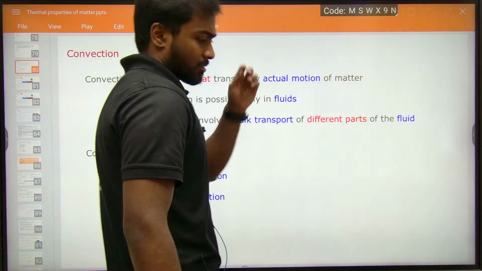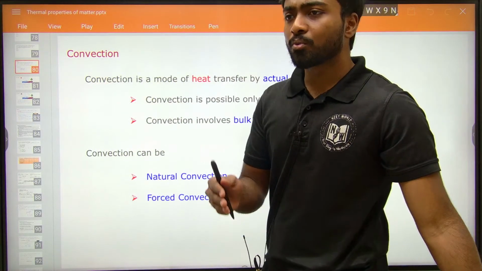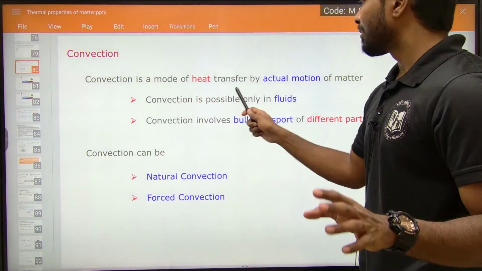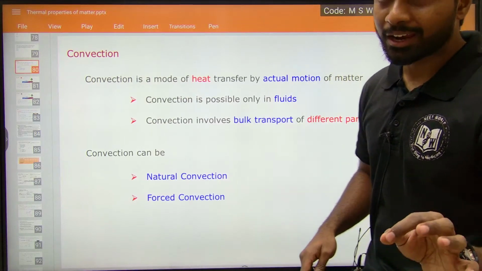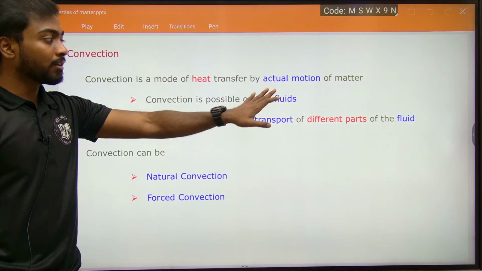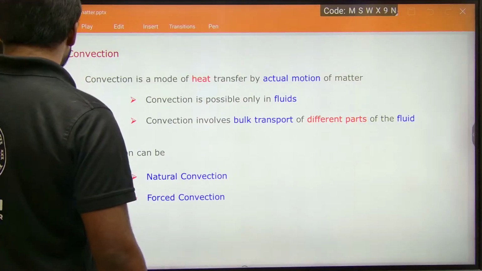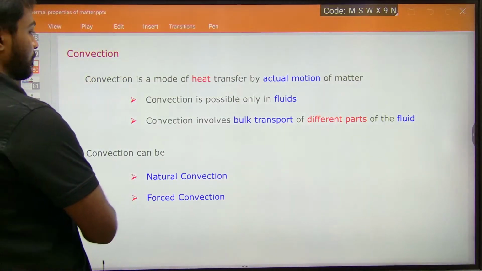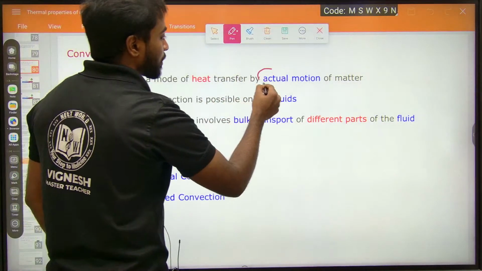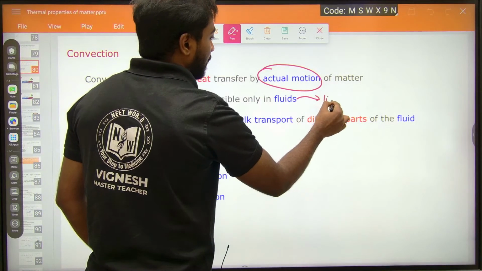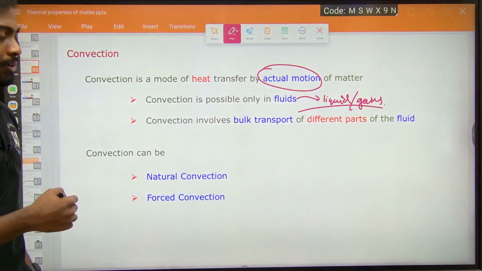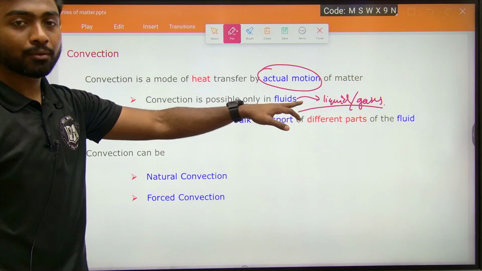So guys, conduction we have seen, where there is no motion of the particles, whereas convection is a mode of heat transfer by actual motion of the particles or actual motion of the matter. Convection is possible only in fluids. Fluids are nothing but liquids and gases. So convection involves bulk transport of different parts of the fluid.